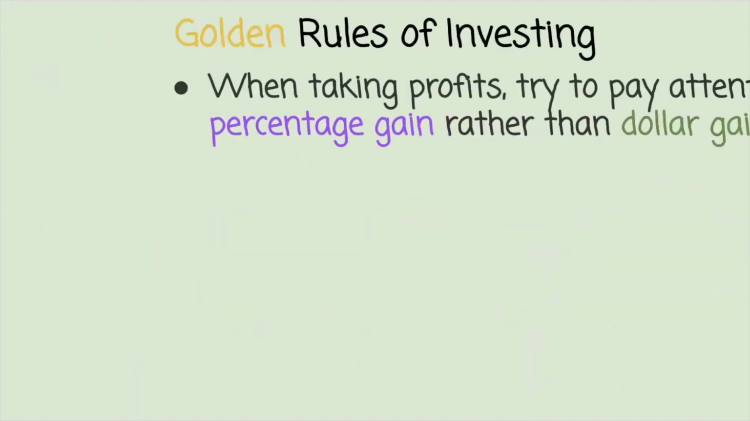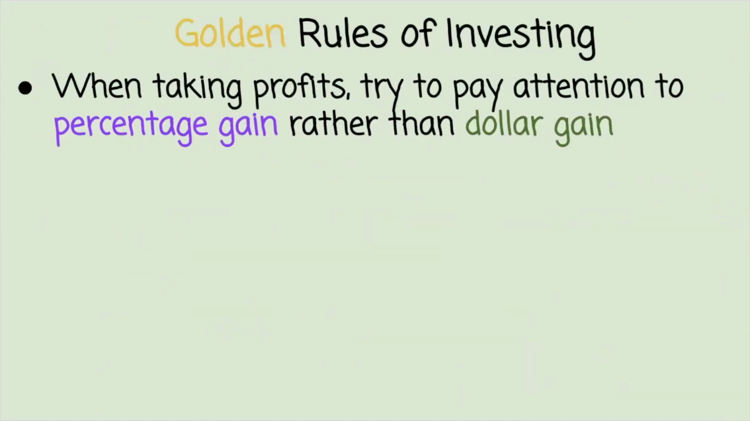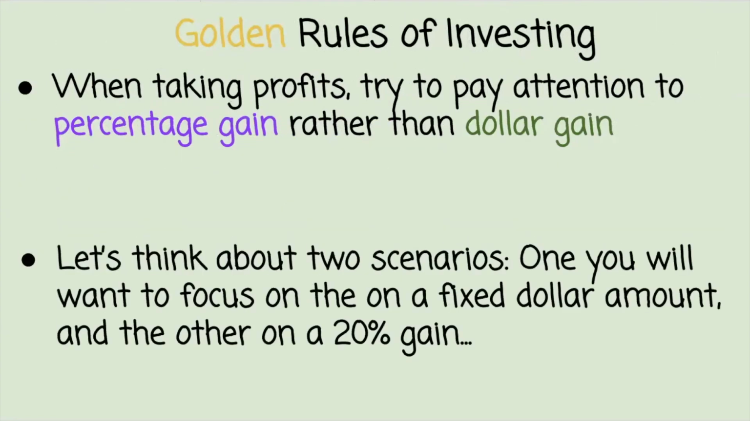So now I want you to think about taking profits and paying attention to percent gain rather than dollar gain. A lot of people say, I'm gonna make $500 on this trade. I want to make $500 on each trade rather than maybe making 10 to 20%, which is a little bit more realistic. And we're gonna go into a scenario real quick. So let's talk about these two scenarios. One, we're gonna take a fixed dollar amount, and the other, we're just gonna take a fixed 20% gain on every trade.